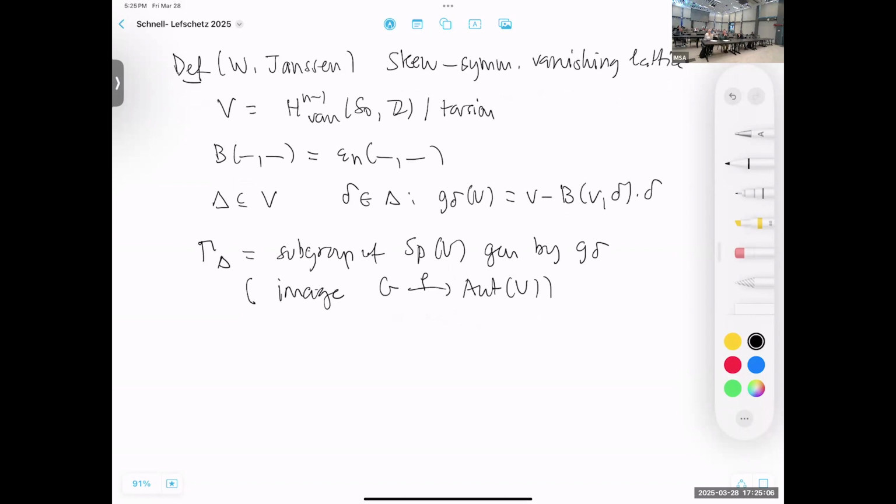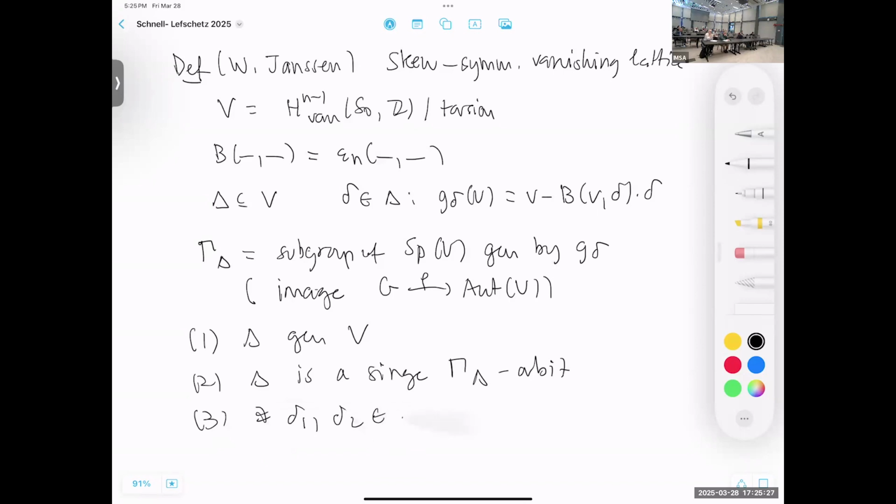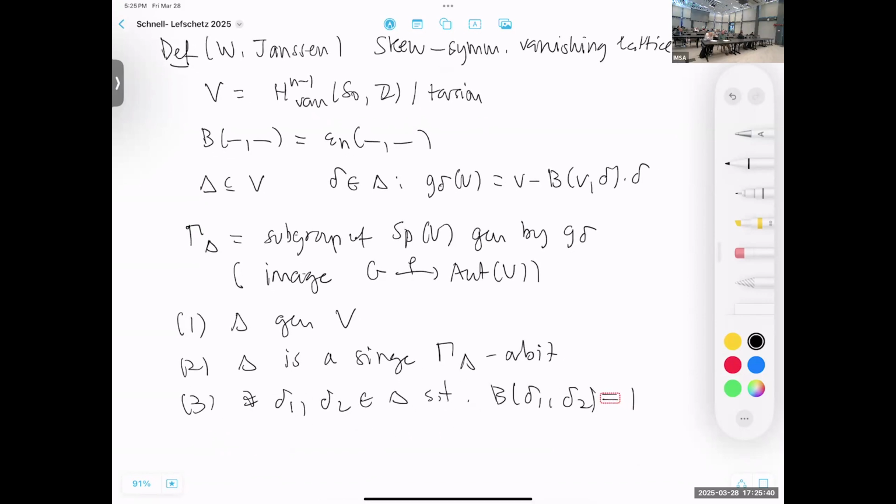Okay, and then Janssen says it's a skew symmetric vanishing lattice if, one, delta generates V. Secondly, delta is a single gamma delta orbit. And thirdly, there exist two elements, delta 1 and delta 2, in delta that have intersection number 1. Okay, those are the three conditions. Okay, why do they hold in our case?